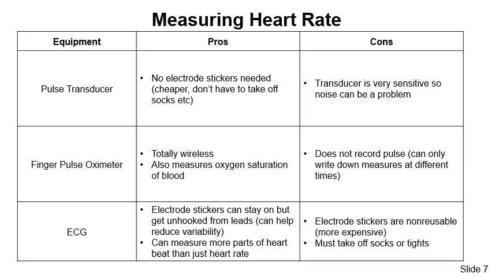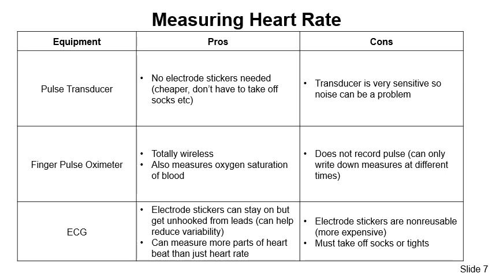So just to reiterate, because a lot of people like to measure heart rate as a useful indicator of what's happening with your human physiology, we have a bunch of different options here for measuring heart rate. You can use the pulse transducer, the finger pulse oximeter, or ECG. Some pros and cons are listed here.